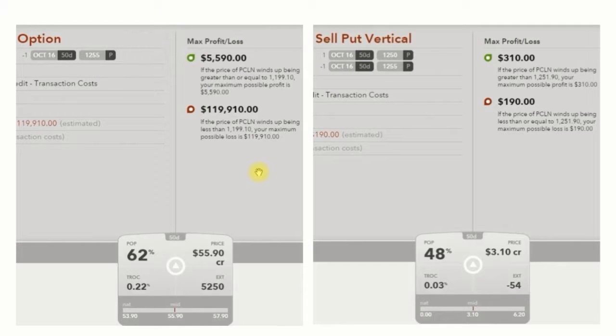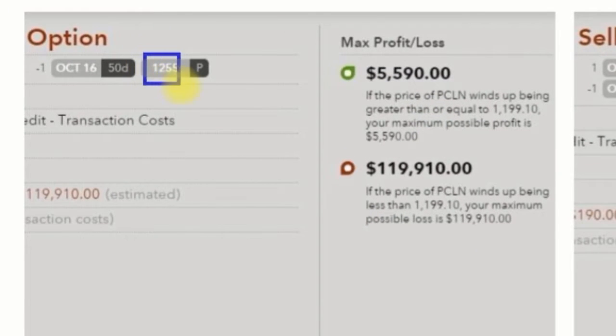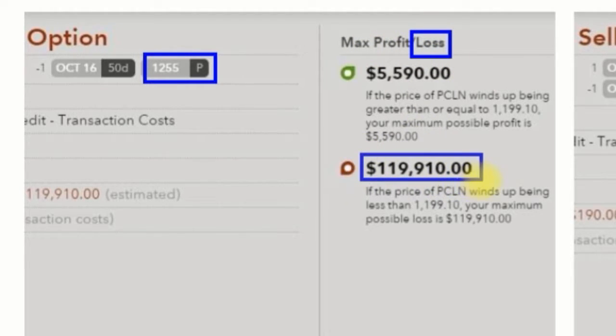Let's look at selling puts compared to put verticals side by side, and we can see the differences again. In this case, we're going to be selling the 1255 put, and you can see obviously our max profit is going to be huge because it's by itself, it's a naked option. But our loss is this big, what we labeled undefined number.